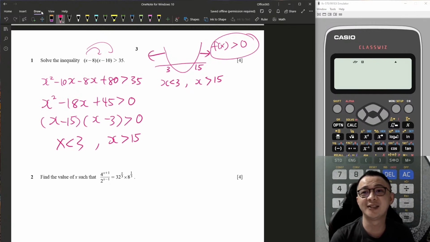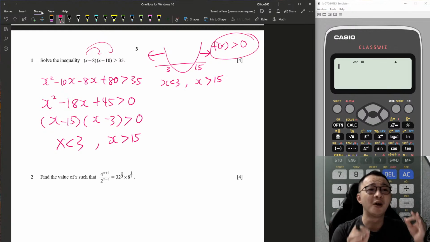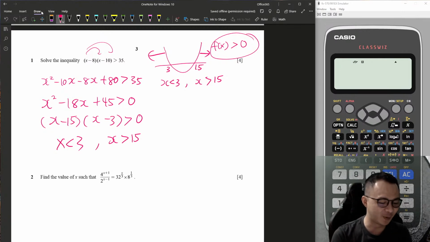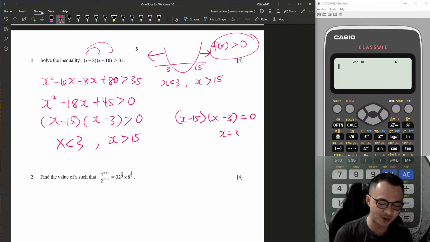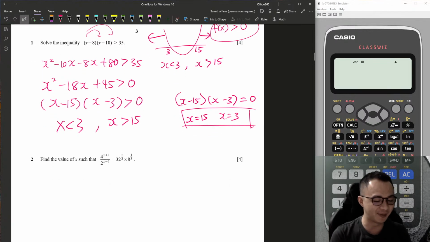This is easy, 3 marks, 4 marks. Over here you just need to know about your critical values. Critical values are basically what happens when the factors equal 0, like when x minus 15 and x minus 3 equal 0. You will get x equals 3 and x equals 15, right? So we call these values critical values. It's just a name, it doesn't matter. Eventually you must get this as your final answer.